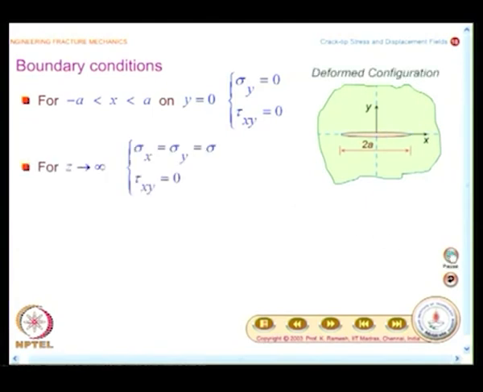We know what happens at the far field. At the far field, we have taken up a problem of biaxial loading, sigma x equal to sigma y equal to sigma, and no shear stress exists, tau xy equal to 0.